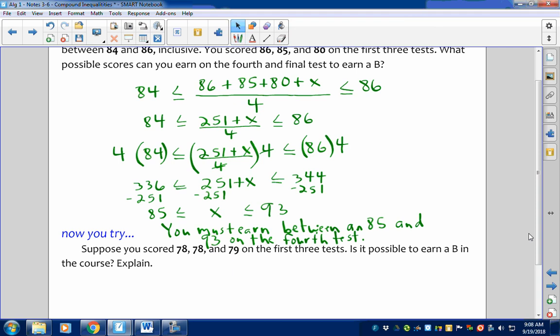So, all right, in the interest of time, we're going to skip over the now you try here. That's an example of a compound inequality, kind of what you might see in real life.